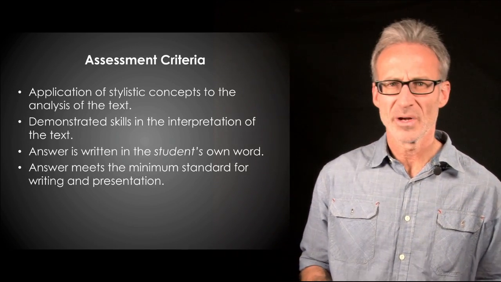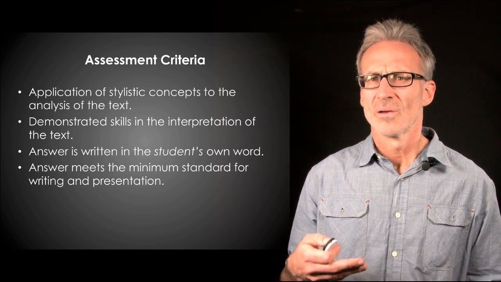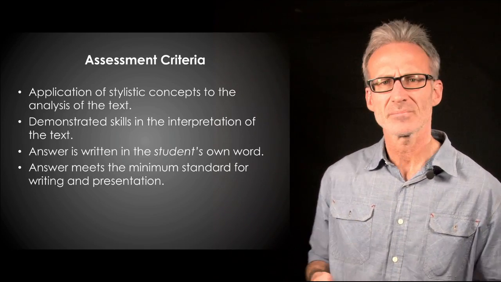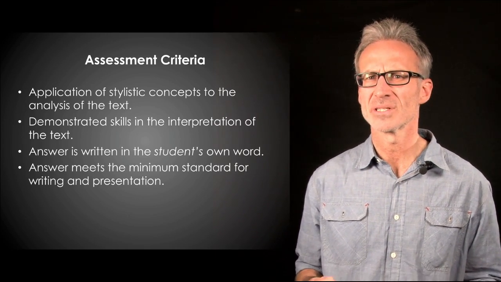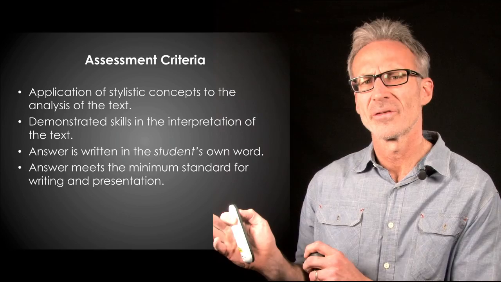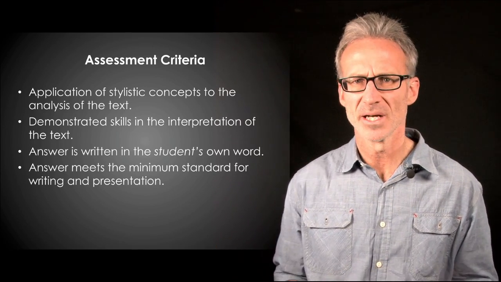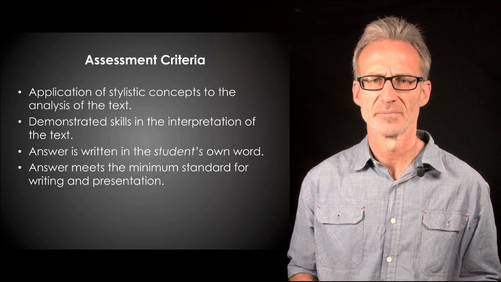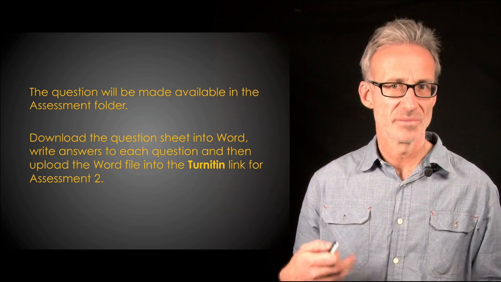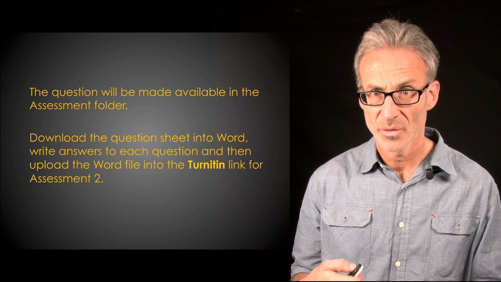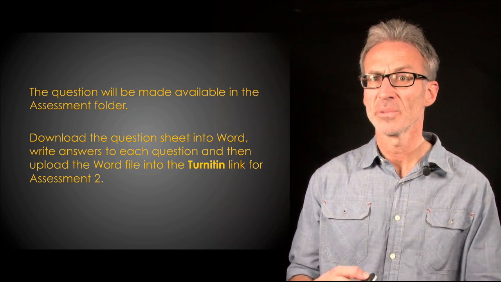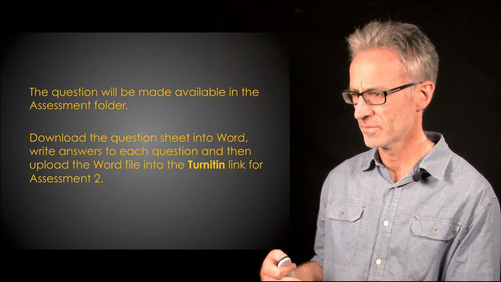So, the assessment criteria. The application of stylistic concepts to the analysis of the text, the demonstrated skills in the interpretation of the text, write the thing in your own words, very important skill that one, and the fact that your answer meets the minimum standards of writing and presentation. Pretty standard stuff. Now, the question will be made available in the assessment folder. Download the question sheet into Word, write answers to each question, and then upload the Word file to the Turnitin link for Assessment 2.